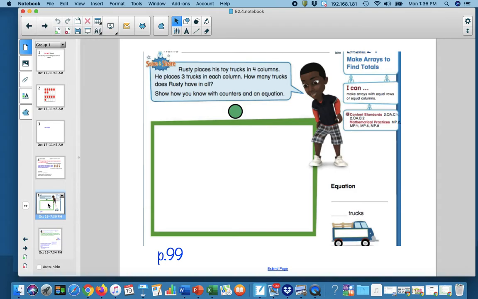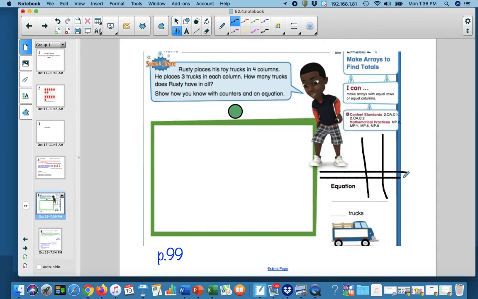So here we have a number story that's asking us to put some items in columns, and it tells us how many are in each column. So just to review, a column goes down. The columns go down. A row goes across. So now let's listen to Rusty's story again and see if we can do this. Rusty places his toy trucks in 4 columns. So now I'm going to draw 4 columns.